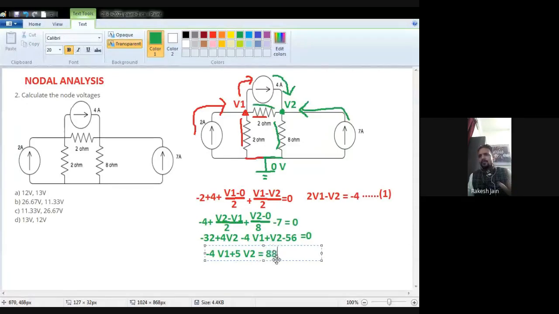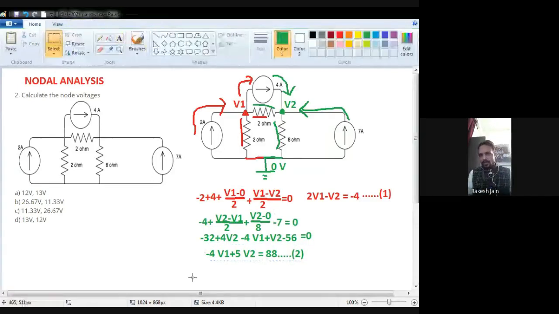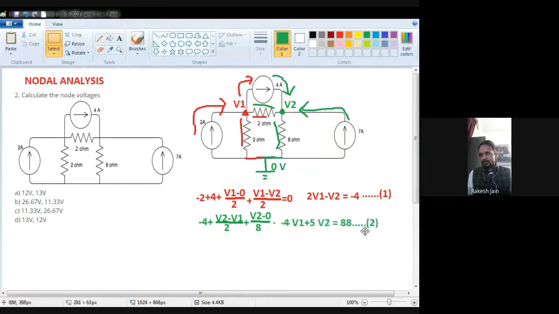Okay, then plus 8 V1, so V2 will be as it is. Then this minus 7 will be multiplied by 8, so that is 56. So minus 56, because minus is also there. Then at the right hand side that will be equal to 0, because at the right hand side 0 is there. So this 8 will be multiplied with this 0 and this will become 0.